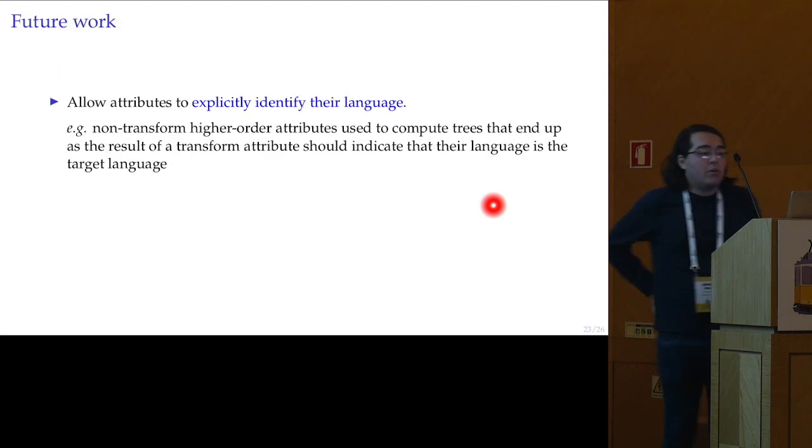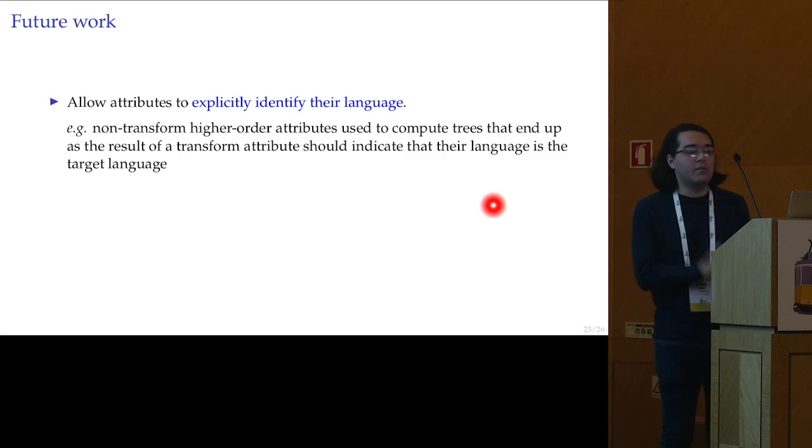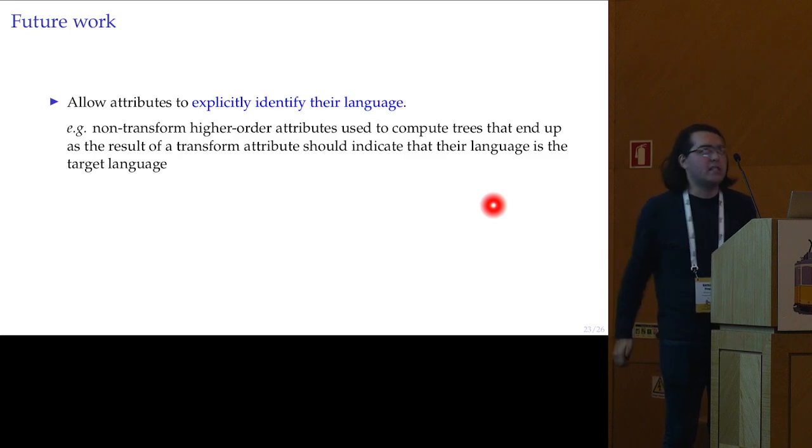So in future work, we'd like to allow attributes to explicitly identify their language. Right now, you just get those two simple rules: transform attributes always have a fixed source and target, and synthesized and inherited higher order attributes are always in the source language. There are cases where you might actually want to say, this isn't always in the source language, it's always in L3 in particular, or L7 in particular. In some sense, attributes are implicitly polymorphic, and we'd like to give the user the power to say, we don't want that polymorphism.